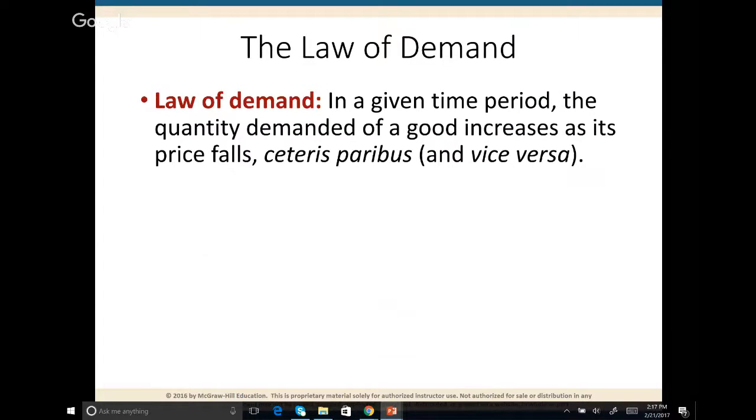So for demand, we're going to start with the law of demand. The law of demand says in a given time period, the quantity demanded of a good increases as the price falls, ceteris paribus, and vice versa. So when the price of the good falls, the quantity demanded of the good increases. Well, this is pretty common sense, guys, if you think about it, because when everything becomes cheaper, now remember, ceteris paribus, so nothing else changed. So same location, same quality, same color, same everything. So the only thing that changes is the price is getting cheaper, and then guess what? We do buy more, right? And then vice versa, if the price goes up, so everything becomes more expensive, then what do we do? We buy less. So the law of demand is very common sense. It just says price goes up, we buy less. Price goes down, we buy more.